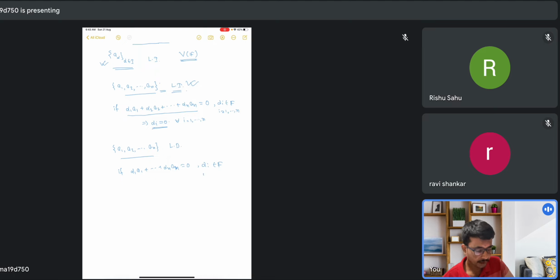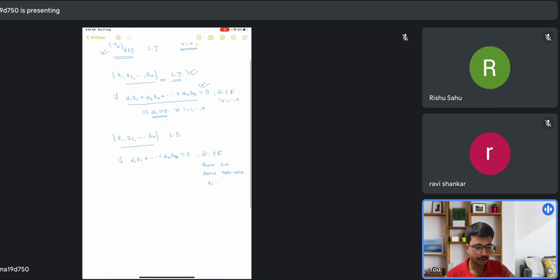There are some non-zero alpha i. For dependent, if we have this expression, then all alpha i must be 0 for independent. For dependent, there must exist one non-zero alpha i. These two are the difference between linearly independent and linearly dependent: in an independent set all alpha i must be 0; in a dependent set there must exist at least one non-zero alpha.